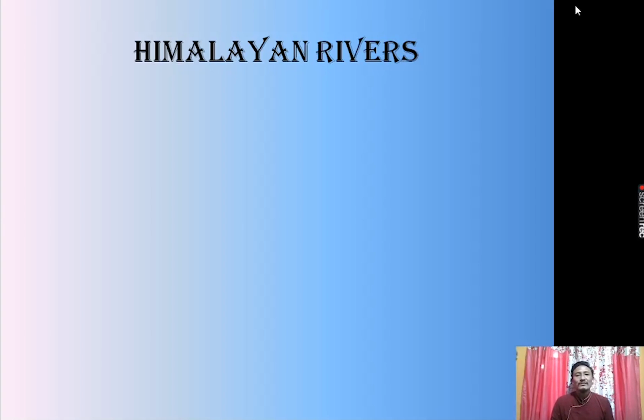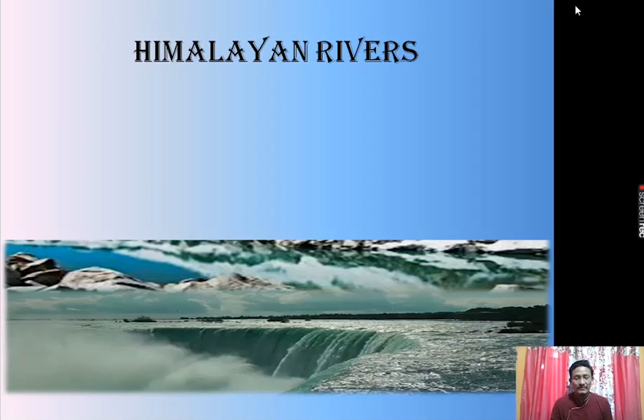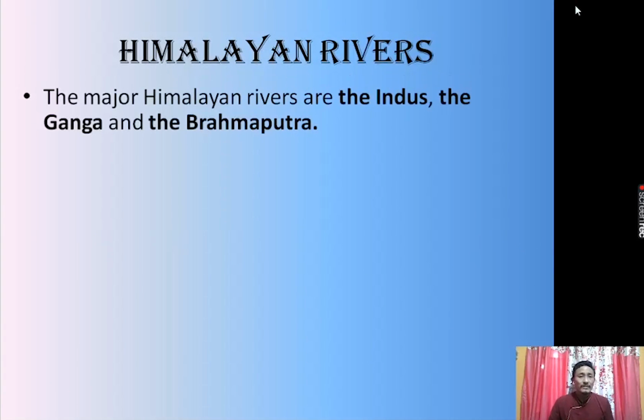Okay, so now let's go to the Himalayan rivers and their major features. The major Himalayan rivers in India are the Indus, the Ganga, and the Brahmaputra. The Indus enters the Kashmir region, whereas the Ganga originates from the Gangotri glaciers in Uttarakhand. Then we have the Brahmaputra. Most of the course of the Brahmaputra runs parallel to the Himalayas, as we already studied, and it enters India from the state of Arunachal Pradesh and gets discharged in the Bay of Bengal.